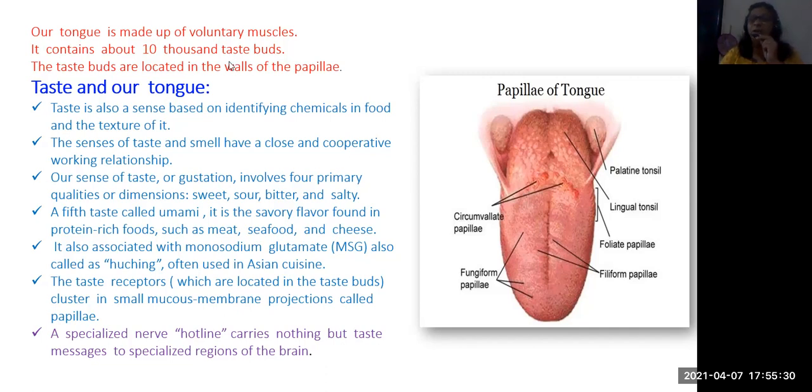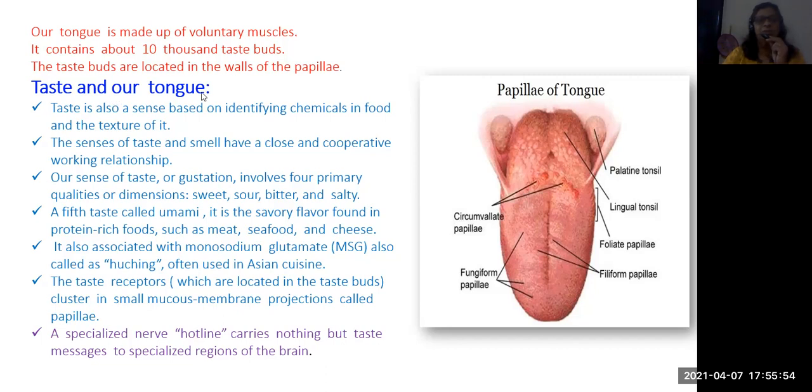The tongue, you already know, is a muscle, isn't it? It is a voluntary muscle which we can work by ourselves. We can control it. And it contains how much? 10,000 taste buds. Okay. And each taste bud is located in the walls of the papillae.